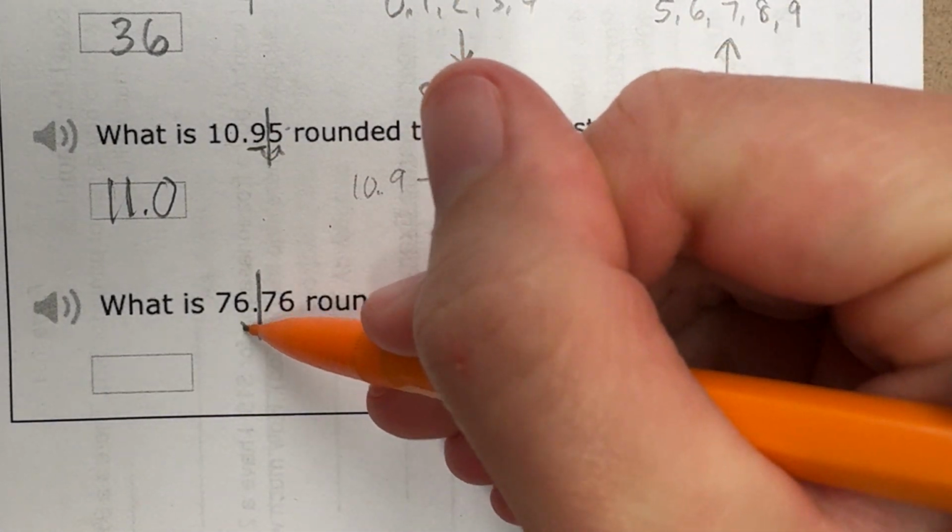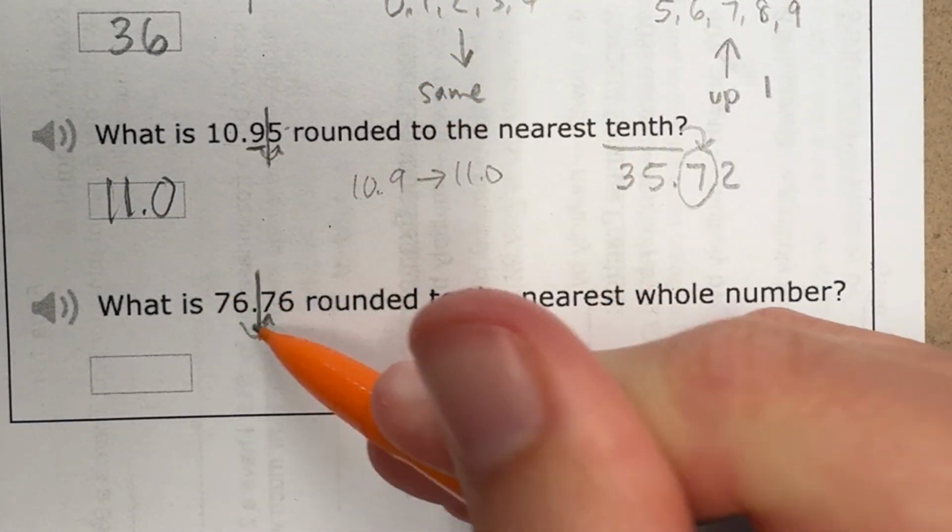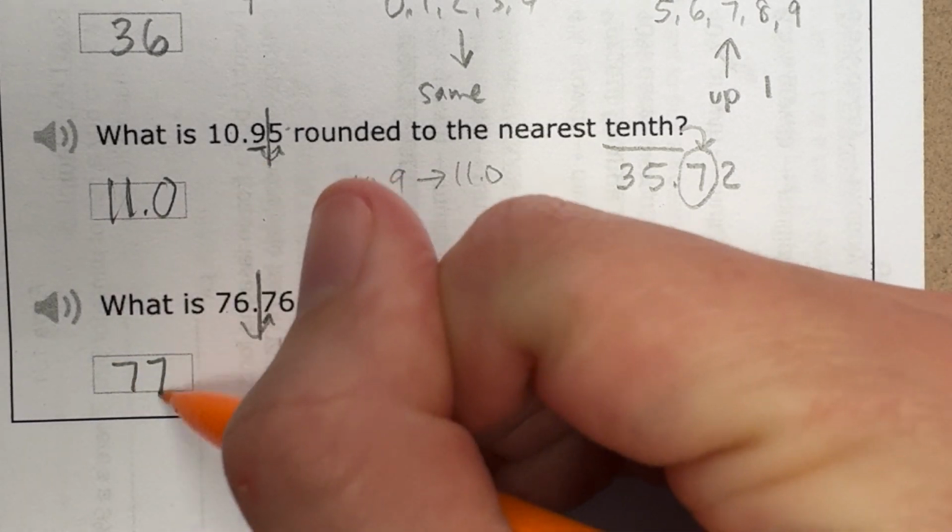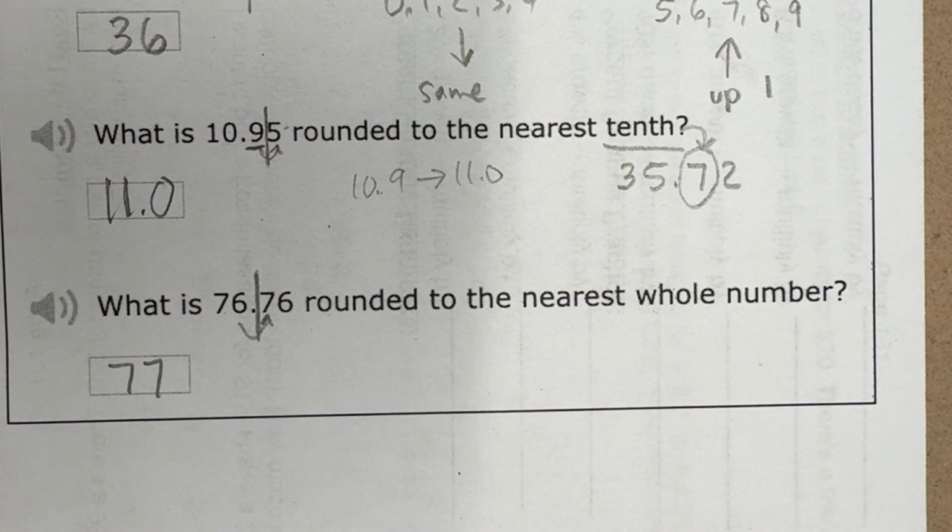Okay, here, round to the nearest whole number. I'm going to cut it off here. I'm going to look. Oh, this is going to round it up. So I'm going up from 76 up to 77. Okay, go ahead and try those 5 activities.